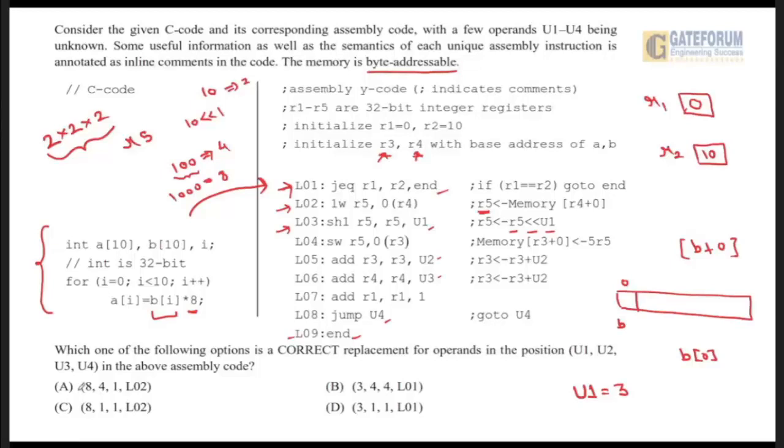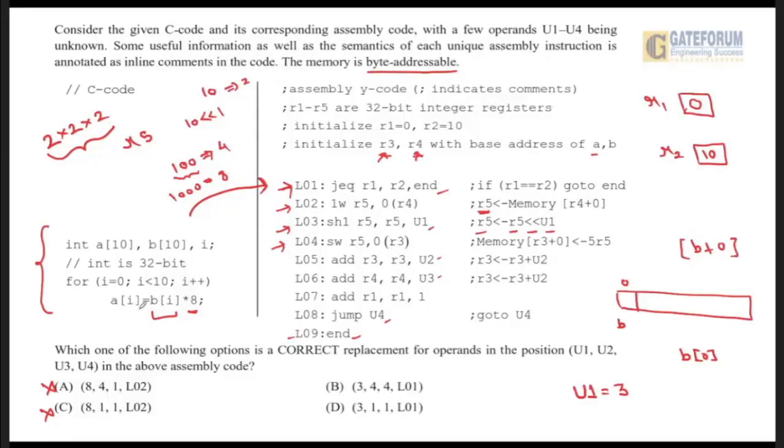So U1 value will be 3. So from the options, option A and option C will be eliminated because only in option B and D the U1 value is 3. Okay. So now the R5 value is multiplied with 8 and stored again in R5. Now what is line 4 doing? It is storing the R5 value in R3 plus 0. R3 plus 0 means R3 is storing the base address of A. So in A of 0 we are storing the R5 value. Means R5 is storing 8 times the value at R4 plus 0 and then it is stored in R3 plus 0. Okay. So now the first loop has been executed.